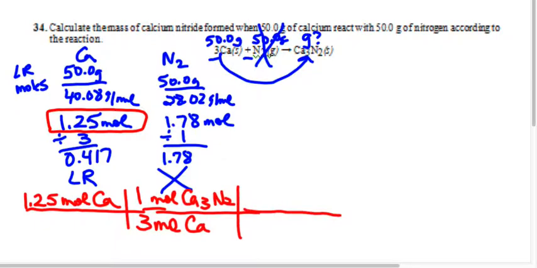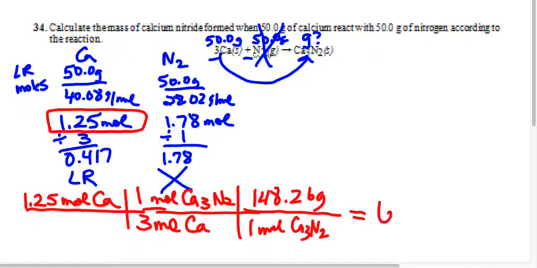And then for every 1 mole of calcium nitride, I have 148.26 grams of calcium nitride. 61.8 grams of calcium nitride. Awesome. Okay, and someone just tell me in words, if I wanted to figure out how many grams of nitrogen are in excess, what I would do.